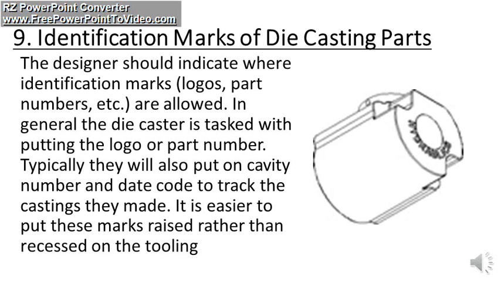Ninth, identification marks of die casting parts. The designer should indicate where identification marks such as logos, part numbers, etc. are allowed. In general, the die caster is tasked with putting the logo or part number. Typically, they will also put on cavity number and date code to track the castings they made. It is easier to put these marks raised rather than recessed on the tooling.